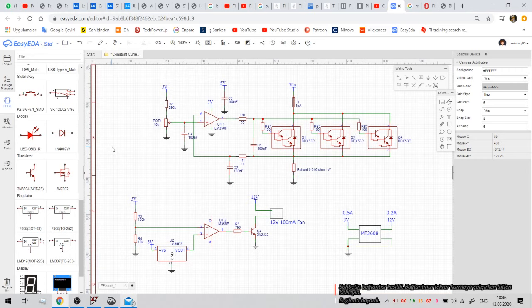Yes, that's it. I will design this on some perf board and test it. I hope it will work, and we can use this design. I hope I can use this design in my laboratory. Okay, that's it.